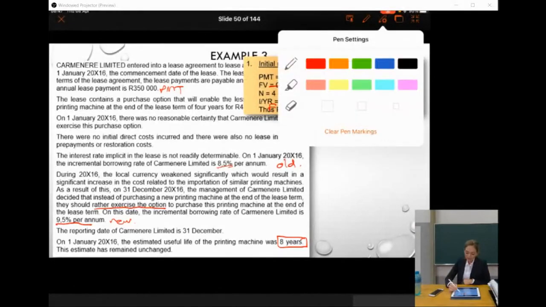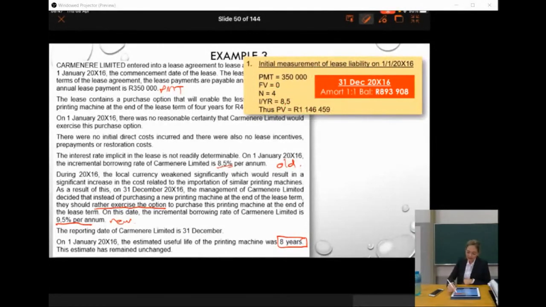So initially, my initial measurement of the lease liability, we have our payment of 350, future value was 0 because we initially thought we're not going to exercise the option to purchase, 4 years, interest rate 8.5%, and that gives us a present value of the lease liability of 1.1 million. Okay, so if I now ask my calculator what the balance will be at the end of the year when we change our mind, using the initial estimate that we made about the purchase option, then that gives us a balance of 893,908 at the end of the year.